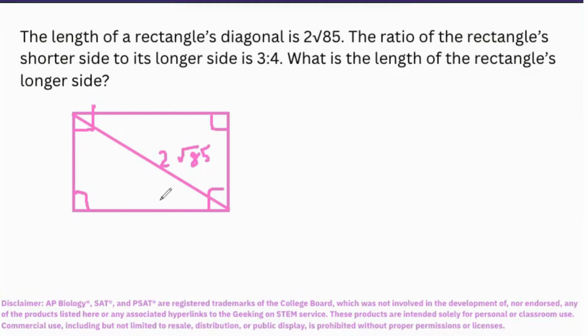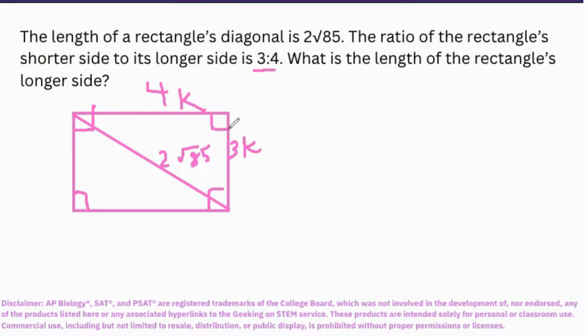They let you know that the shorter side to the longer side is 3 to 4. So this is a ratio. For every 3K, they let you know that there's a 4K on the other side. So they're letting you know that, and they want to know what the length of that longer side is.